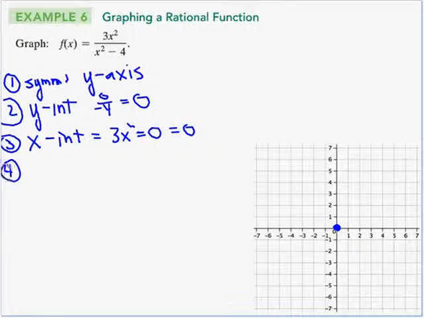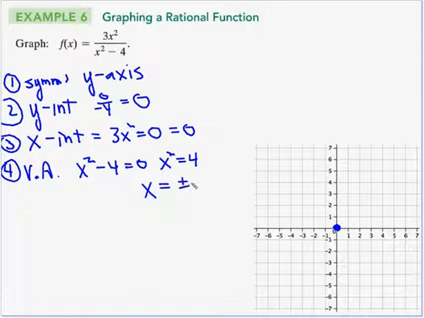Number 4, vertical asymptotes. Look at that denominator. Where would that denominator equal 0? You could factor it into (x plus 2)(x minus 2), or you could add 4 to both sides and take the square root. Either way, x equals plus or minus 2 are vertical asymptotes. Let's put those in right now. There we are at positive 2. And another one here at negative 2.